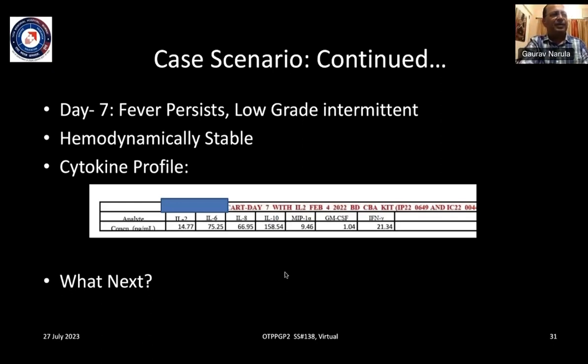So in this patient, on day 7, the fever is persisting. It is low grade, intermittent, hemodynamically stable. And any changes in the cytokine profile that we are seeing now? It is still elevated. It is more or less the same, but everything has gone slightly up. So we know that this is CRS only, which is cooking. Cultures are still negative, CRPs are low. So the panel is the one giving us the indication that this is still CRS only.